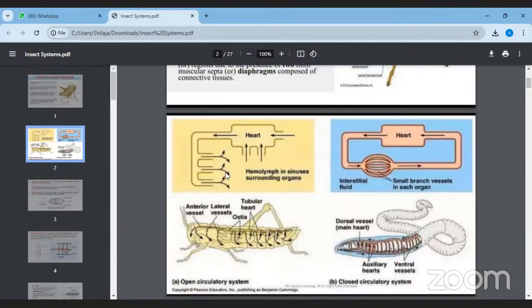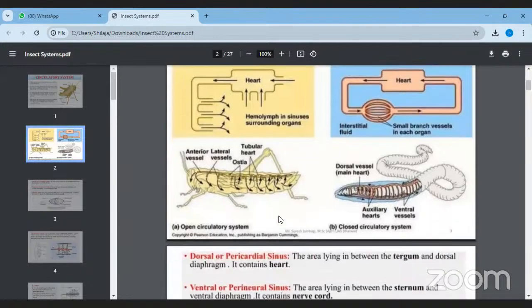And coming to the open type of circulatory system, hemolymph from the sinuses is carried, particularly from the heart after filtration and oxygenation. This is divided into all the surrounding tissues. But again, from the surrounding tissues, it comes back to the heart for oxygenation.